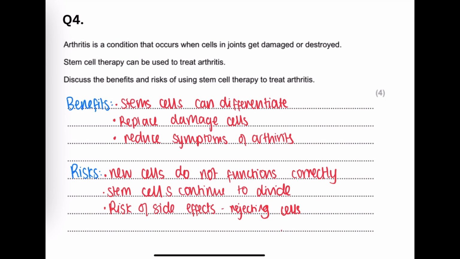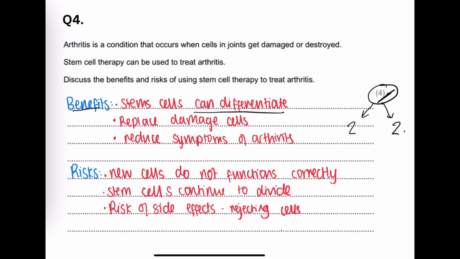Question 4. Arthritis is a condition that occurs when cells in joints get damaged or destroyed. Stem cell therapy can be used to treat arthritis. Discuss the benefit and risk of using stem cell therapy to treat arthritis. Because it says 4 marks, we can split it up so it's 2 benefits and 2 risks. So always take how many marks it is as an indication of how many points you need to write down. One benefit is that stem cells can differentiate. This means that they can become specialized to a certain type of cell.